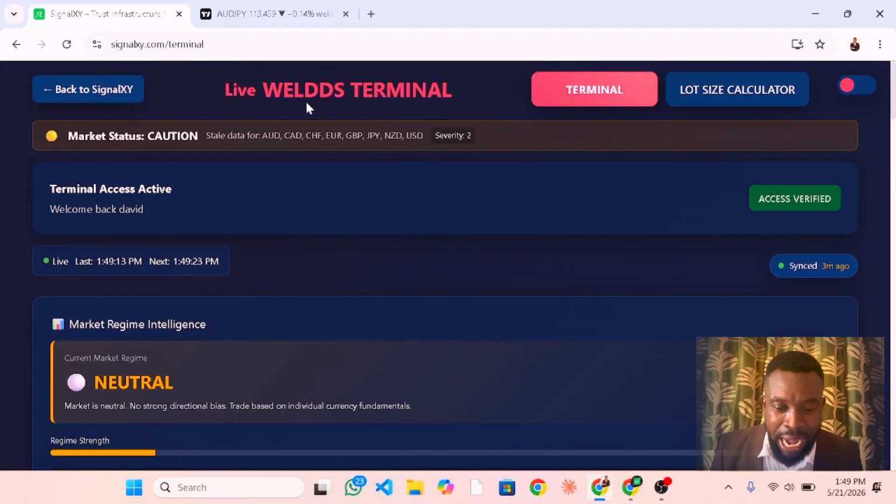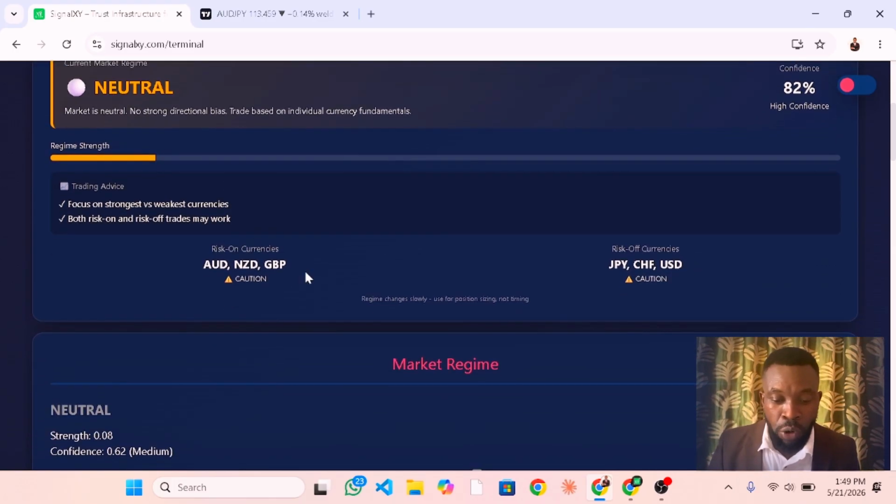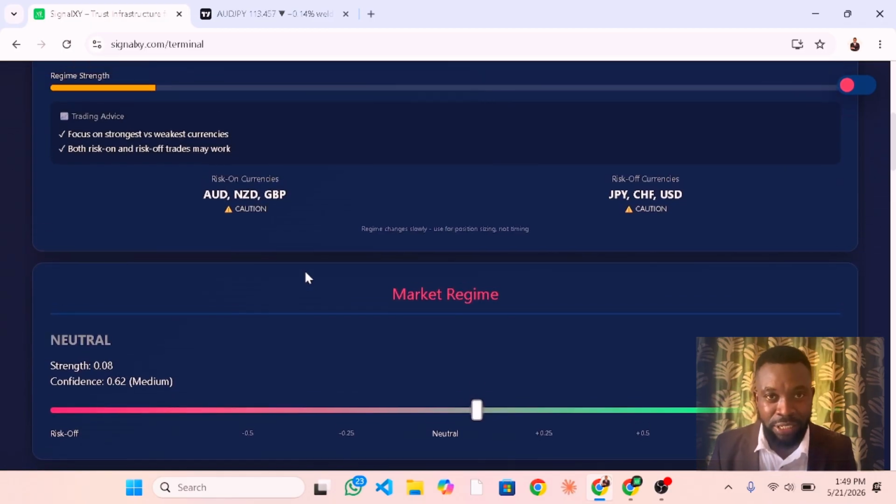If you come to the terminal now, let's begin the analysis from this area. You see market regime intelligence. The current regime is actually neutral. That is to tell you that the market is neither risk off nor risk on. And if you have been following my analysis, you know that I do not just trade based on technicals, because I believe that the macroeconomics give you the overall direction of the market, while the technical only tells you where to buy and where to sell.